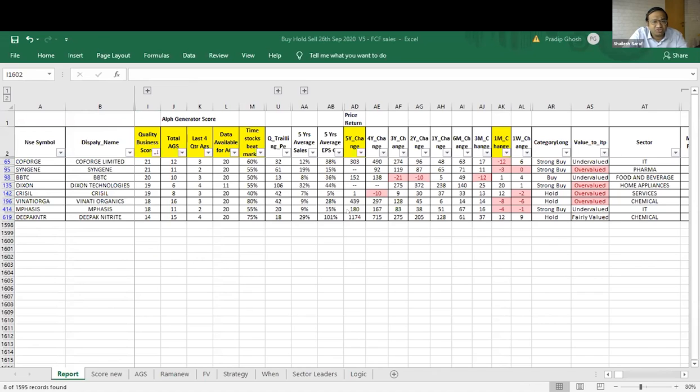If you see Dixon, again, the AGS score, don't look at the AGS score because it is 11 out of 6, so the percentage is still very high. All the AGS is fantastic, except Crisil. Except Crisil, it is shorting. So any questions on this strategy? Did you make good money in this strategy in the last 3 months? The strategy made good money.